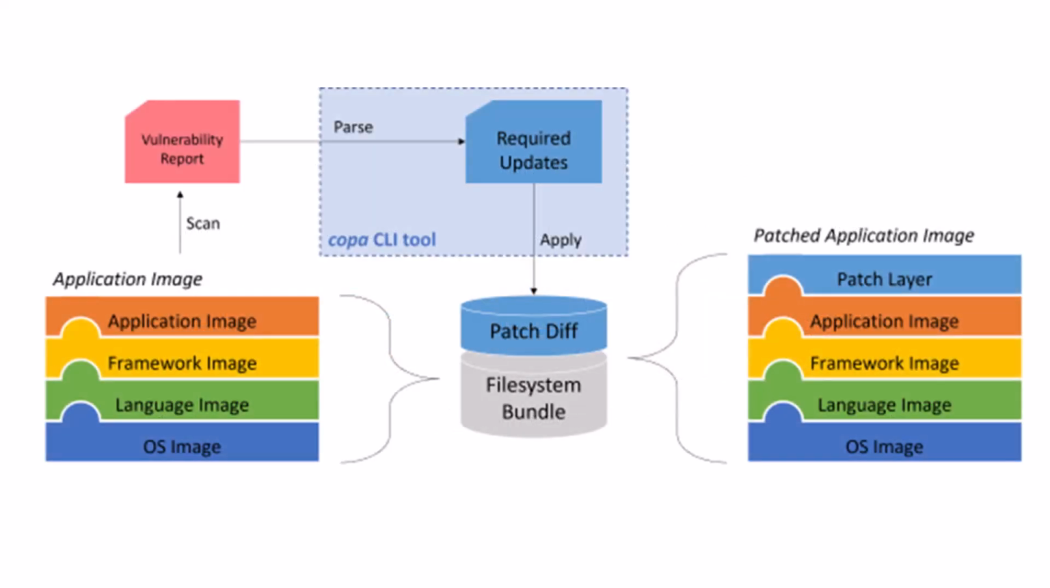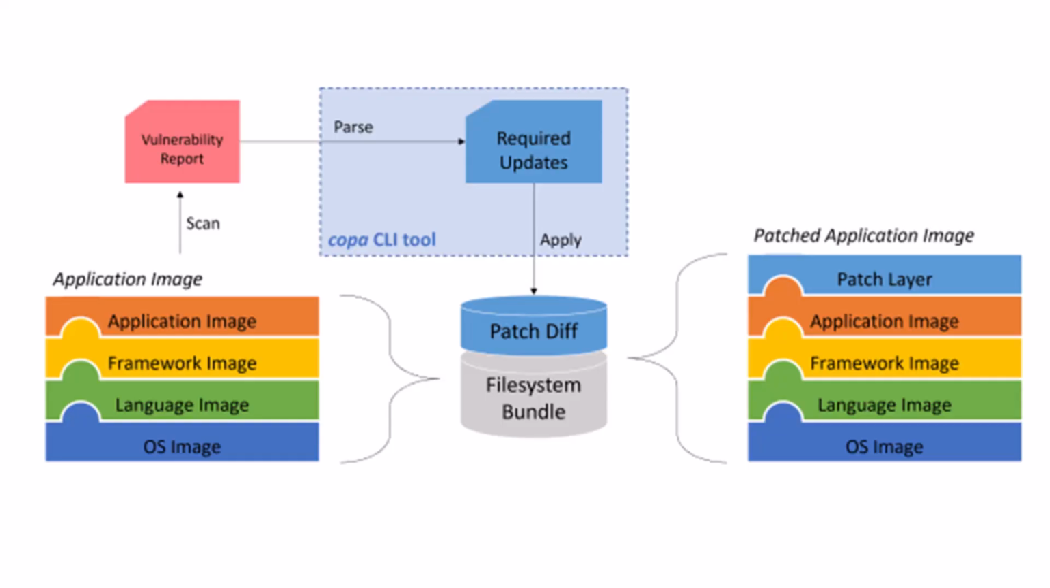Copa is a tool that will allow us to take those third party images, scan them for vulnerabilities, and then patch those vulnerabilities ourselves rather than having to wait for the third party to do it. So the way Copa works is a two-part process.